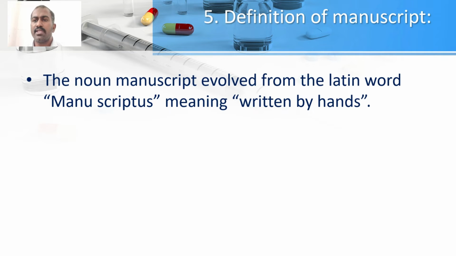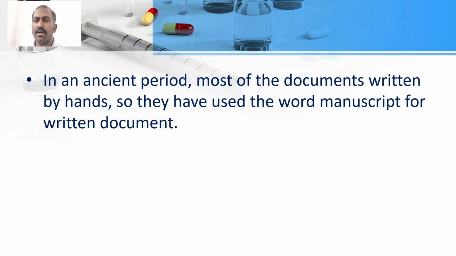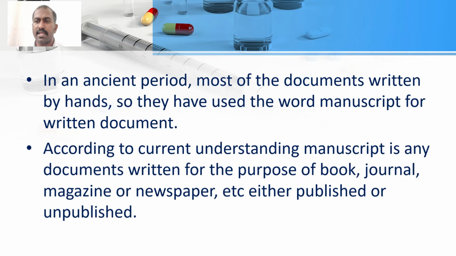Now we will see the definition of manuscript. The noun manuscript evolved from the Latin word manuscriptus, which means written by hands. Manu means hands, scriptus means to write. In the ancient period, most documents were written by hand, so they used the word manuscript for written documentation. According to the current understanding, a manuscript is a document written for the purpose of a book, journal, magazine or newspaper, etc., either published or unpublished.